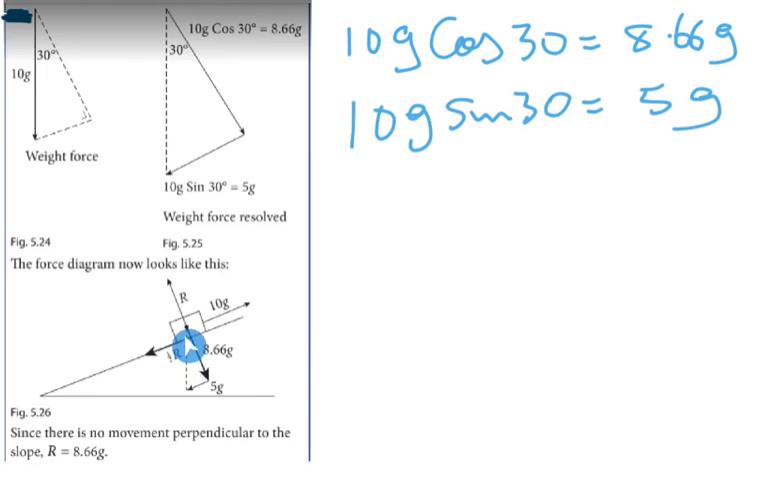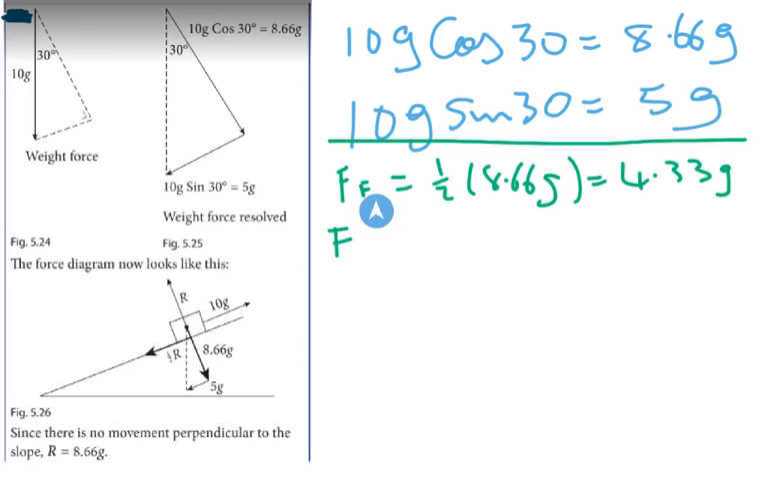It's important to note that the old 10g weight coming down is now replaced. You must not have a solid line coming down here. When you put in your new components, you dot out the old one to show that it's not relevant anymore. It's been replaced by these two.